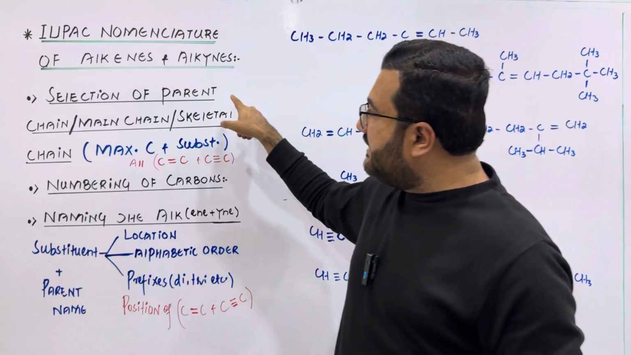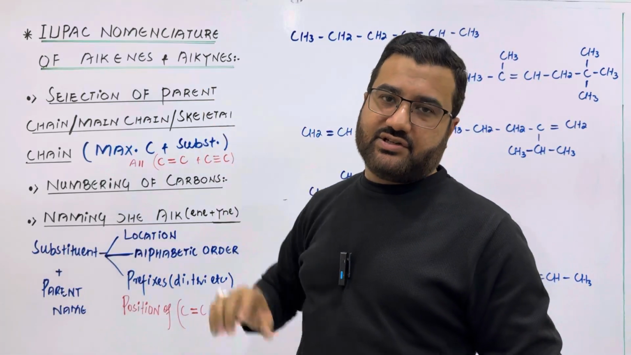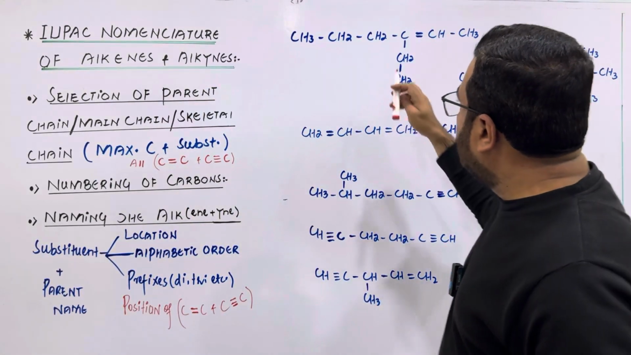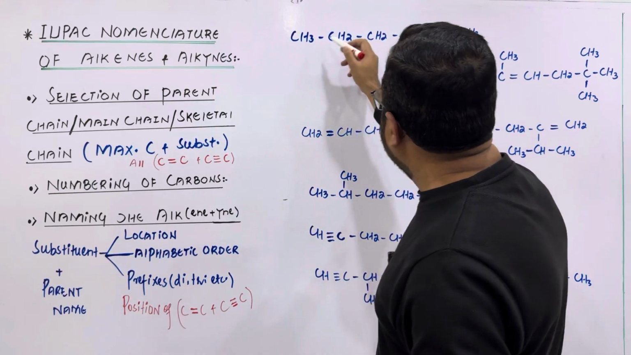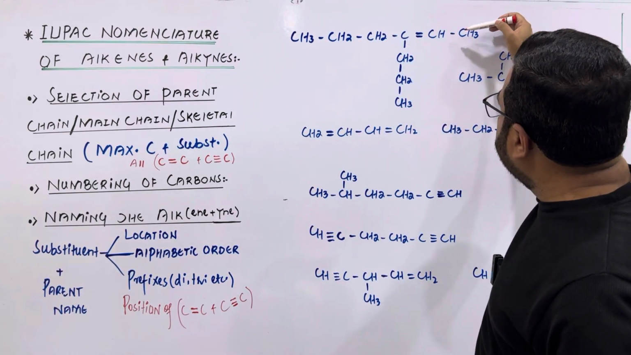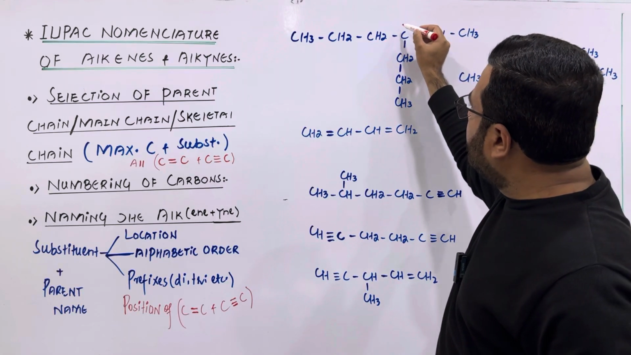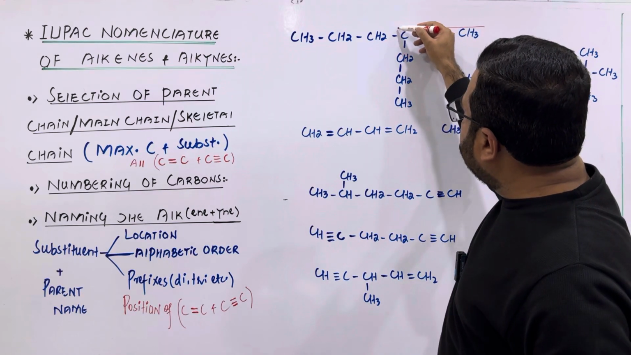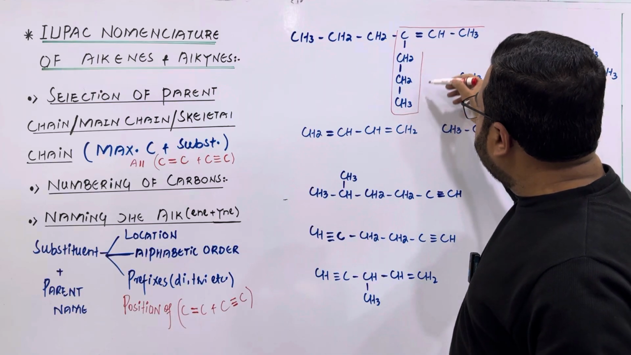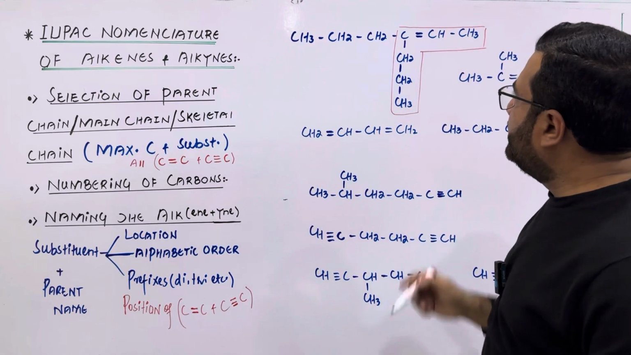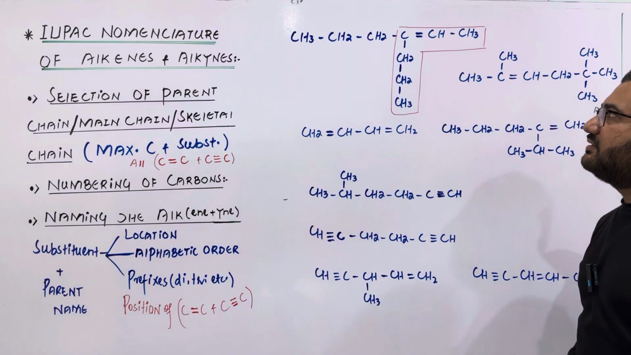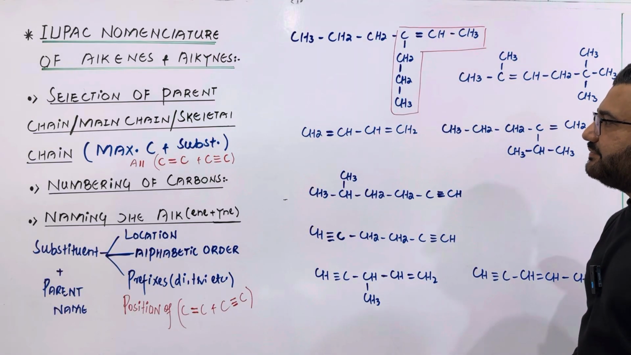And the parent chain is the one which has all the functional groups in it. So in this case, you will select either the straight chain or there is another option, 1, 2, 3, 4, 5, 6. So both of these are correct. Let us select this as the parent chain. So this one is the parent chain with double bond and 6 carbon atoms.